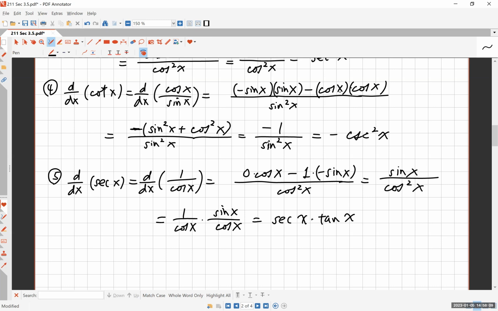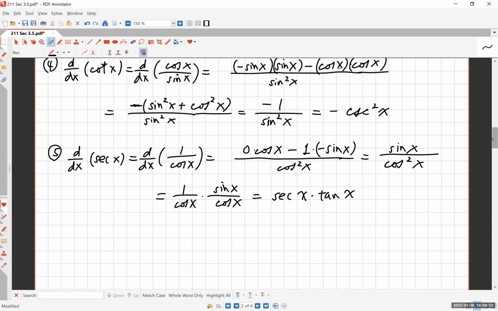All right, so again, the derivative of the secant function is secant tangent. You just have to add tangent x after the original secant x, and that is the derivative. Smooth ride so far.